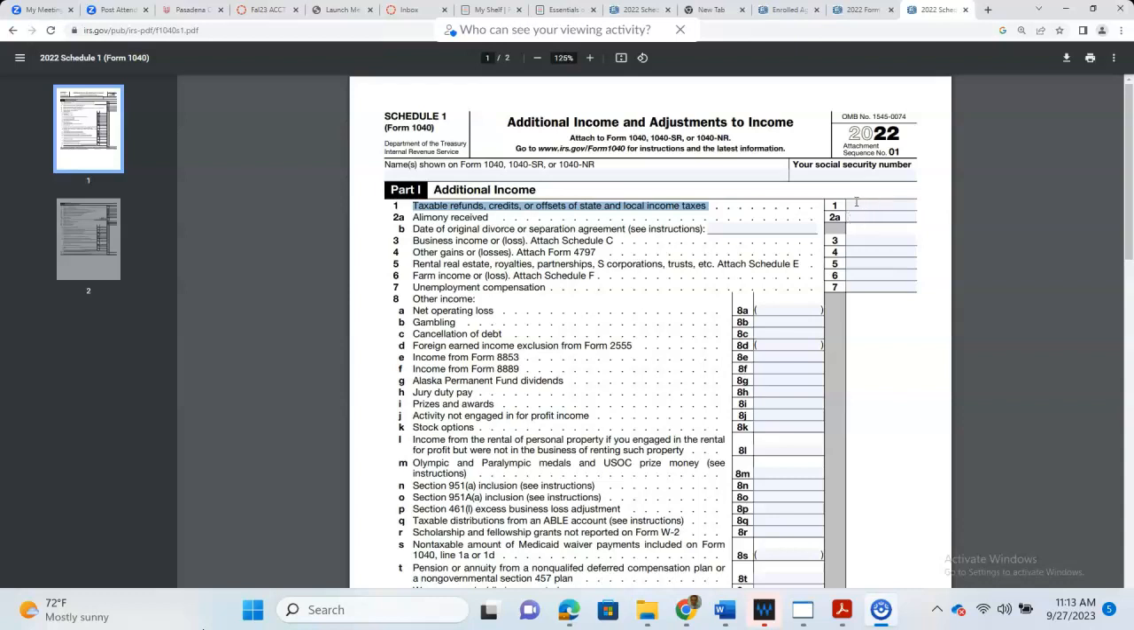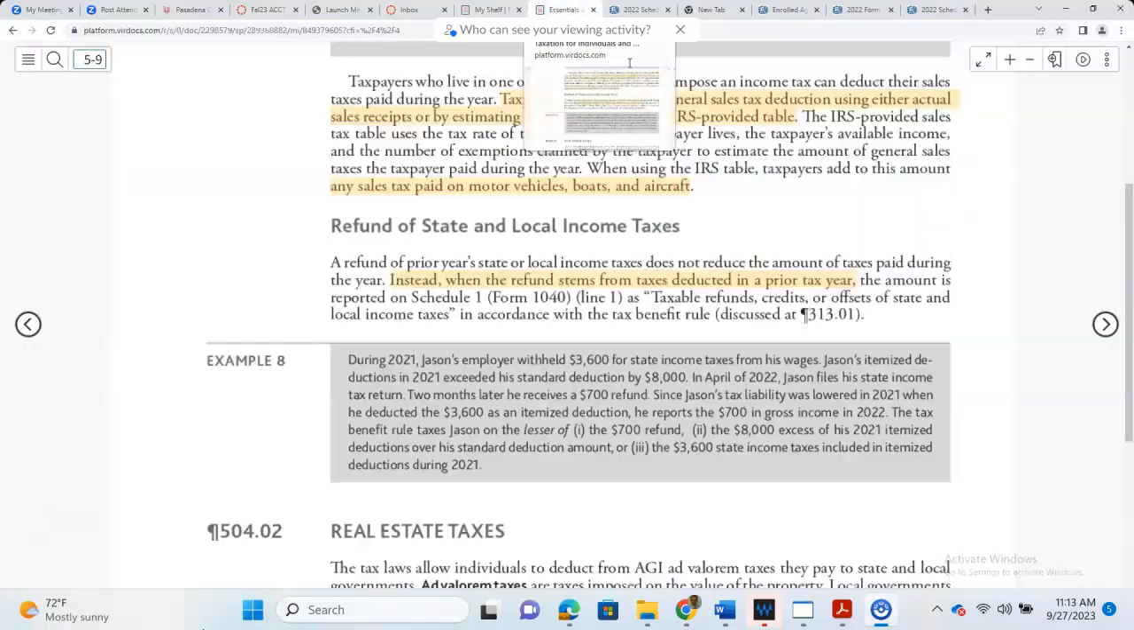But if you didn't itemize last year, which most of the time that's the case, then that 1099-G doesn't matter. Doesn't matter how much refund you get from state of California. It's not going to be anything in line 1 this year because you didn't itemize last year.